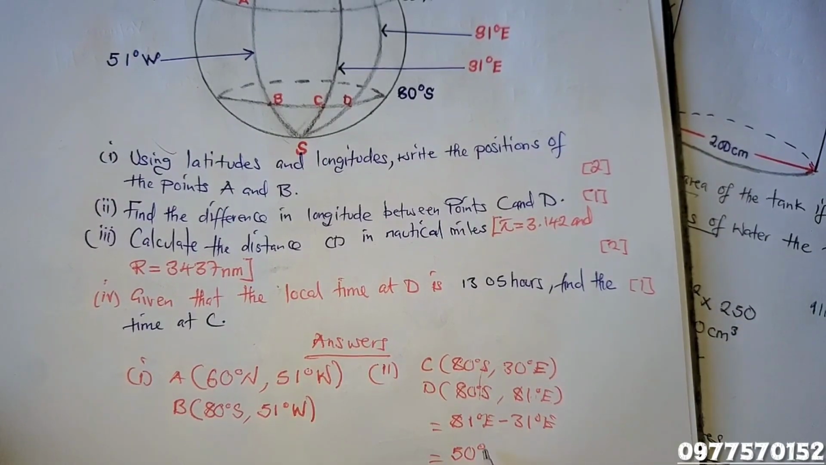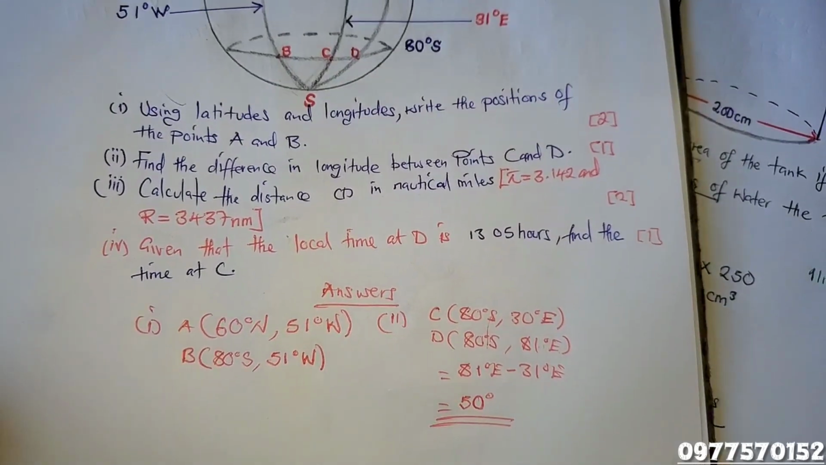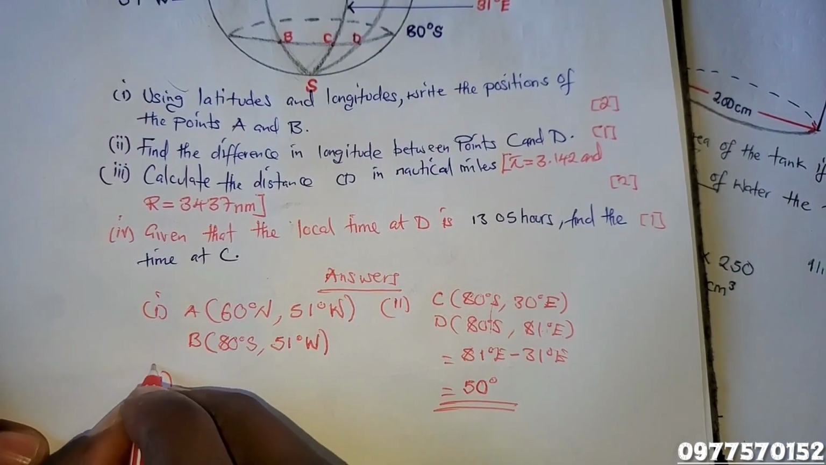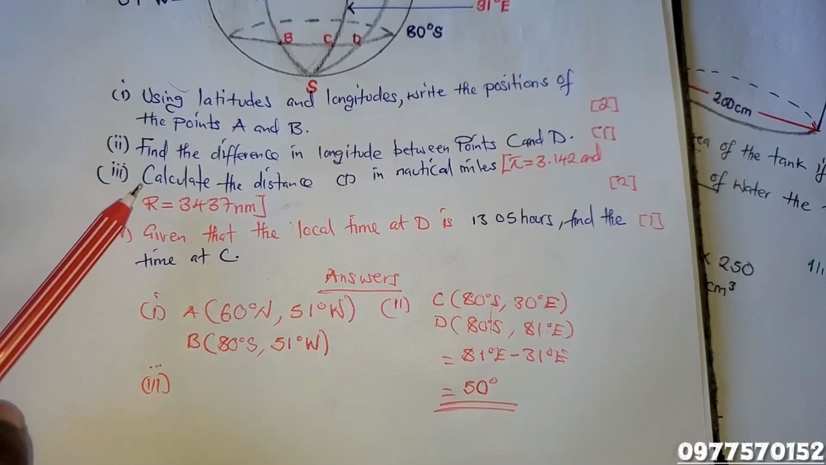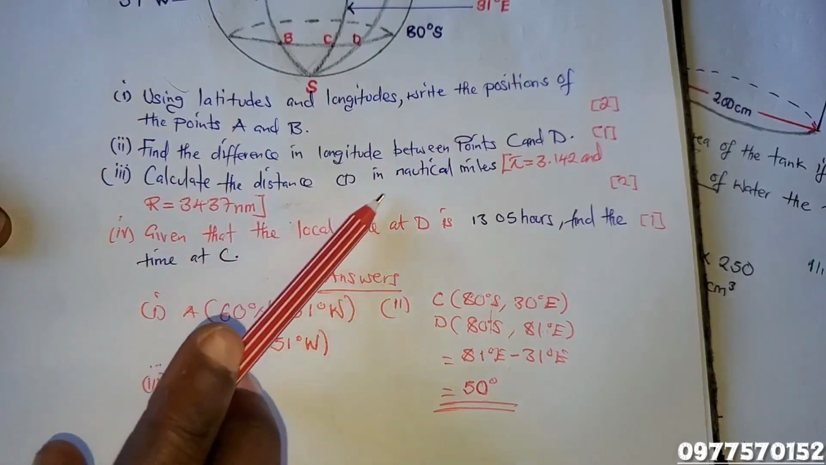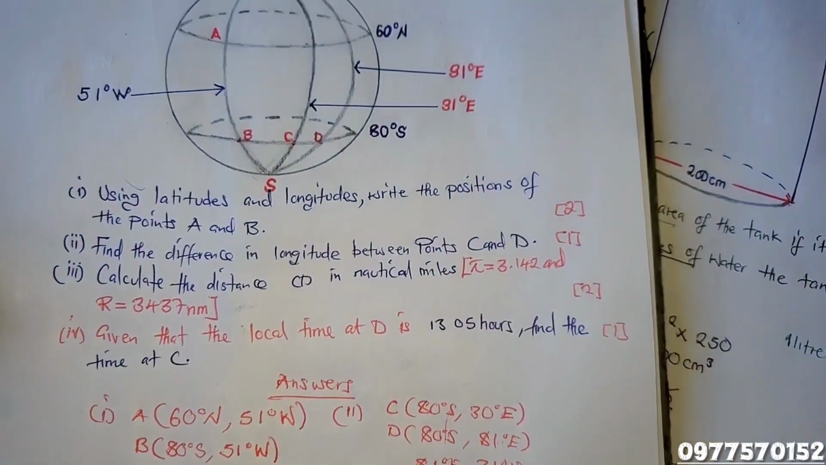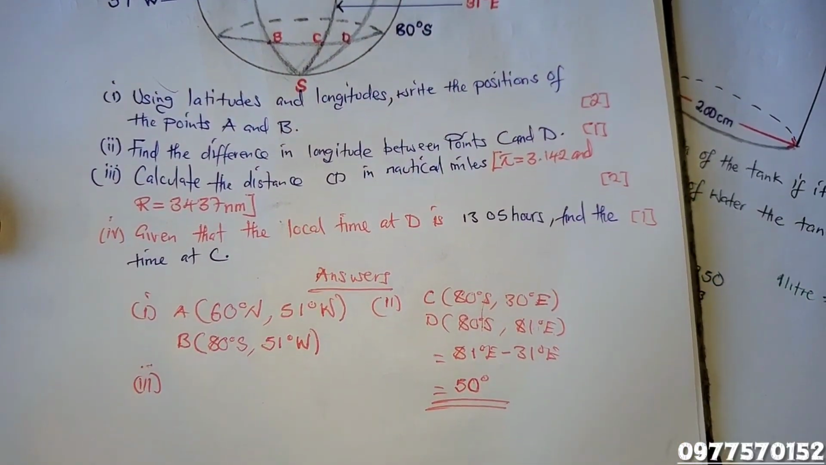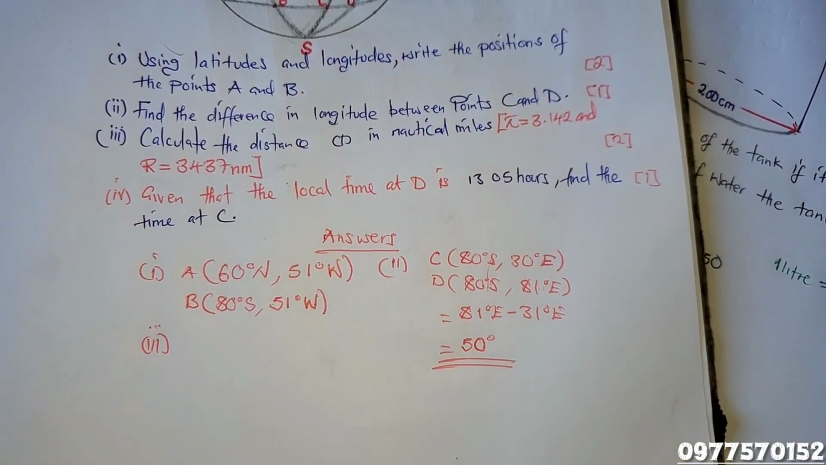Is it 50 degrees east or what? Just 50 degrees. You just leave it the way it is as 50 degrees. Are we together, friends? So that is the difference in longitude between points C and D. Question 3. Calculate the distance CD in nautical miles. CD, here. Calculate the distance CD, in nautical miles.